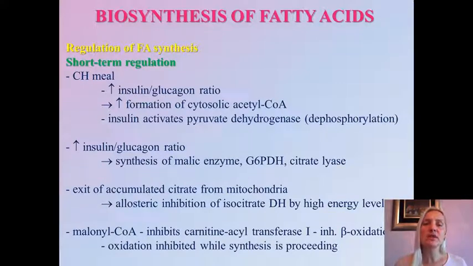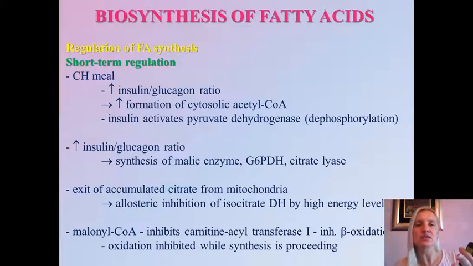Also, we mentioned that the increased concentration of acetyl coenzyme A in a cell causes an increase and accumulation of citrate in mitochondria. So citrate can exit mitochondria and pass into cytosol, and this is also enabled by allosteric inhibition of isocitrate dehydrogenase by high energy levels. If you remember the Krebs cycle, we said that when there is a sufficient amount of energy and signals in the form of increased ATP and increased NADH, isocitrate dehydrogenase, a major regulatory enzyme, is going to be inhibited.